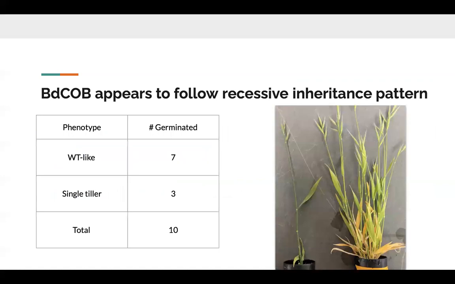This BD-COB mutant appears to follow a recessive Mendelian inheritance pattern. Out of the 10 Brachypodium that germinated from the sodium azide experiment, 7 of the mutants seemed to resemble wild-type Brachypodium, while 3 had a more severe single-tiller phenotype. We believe that the heterozygotes were crossed in order to produce these 3 recessive genotype plants.